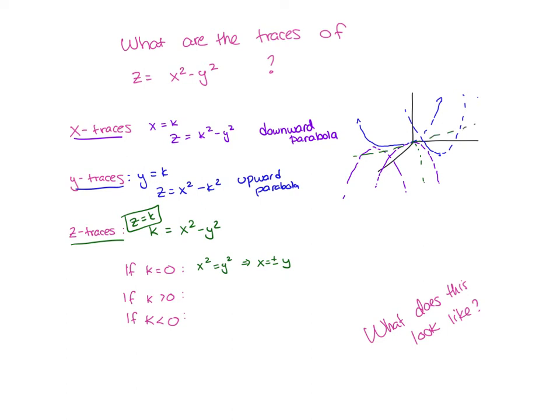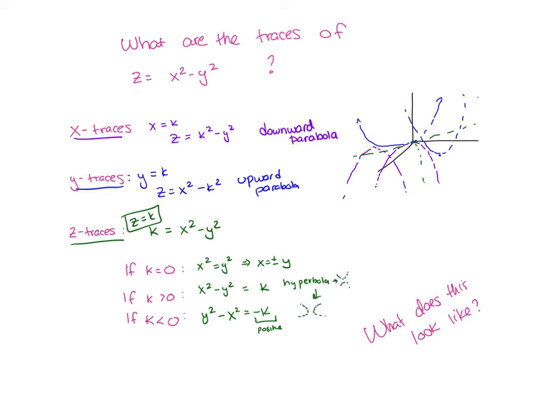When k is greater than 0, then I'm going to see this x squared minus y squared is equal to that positive number. So that's going to be that hyperbola. And it's that x hyperbola, so it's going to kind of be like this. But if k is less than 0, I should switch everything around. So I should have that y squared minus x squared is equal to negative k. Now this is positive. So that's going to be a hyperbola going in this direction instead.